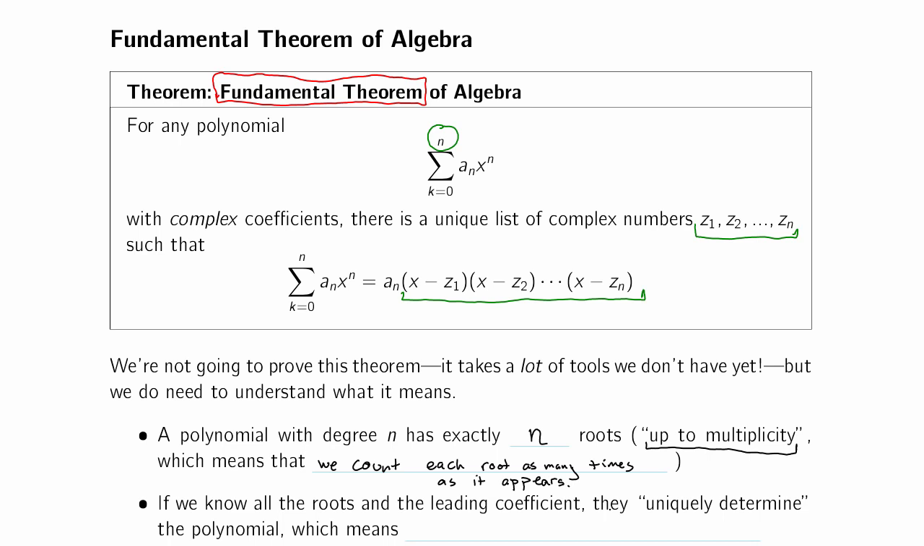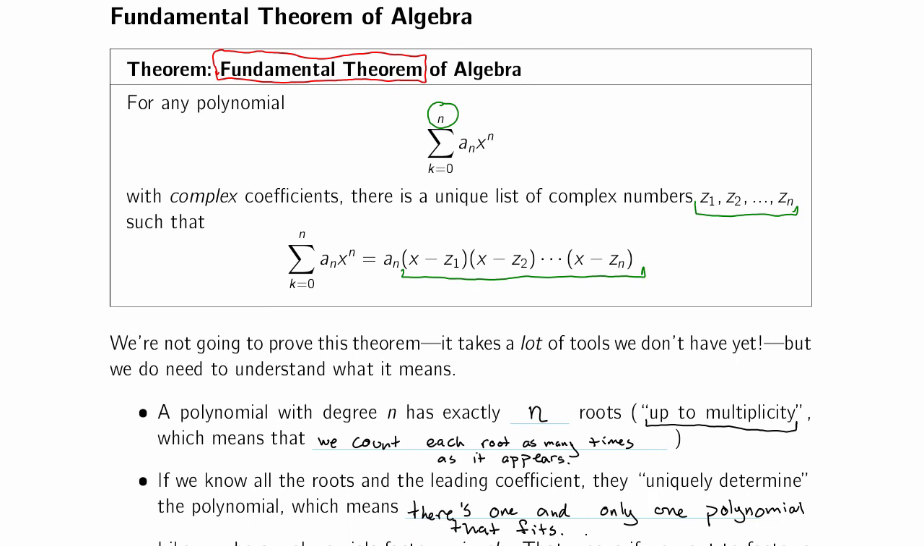The second thing that this tells us is that if we know all of the roots and the leading coefficient, they uniquely determine the polynomial, is how we phrase it. What it means for those to uniquely determine the polynomial is there's one and only one polynomial that fits. So those exercises we did once we had the factor theorem, where we had a list of roots and a leading coefficient, the polynomial that we gave there was the only polynomial that had those roots and that leading coefficient.